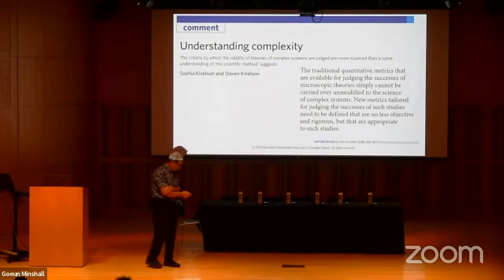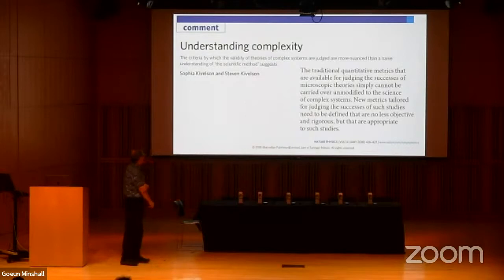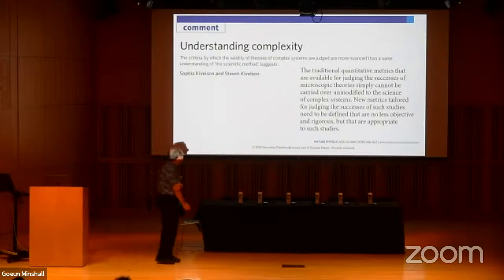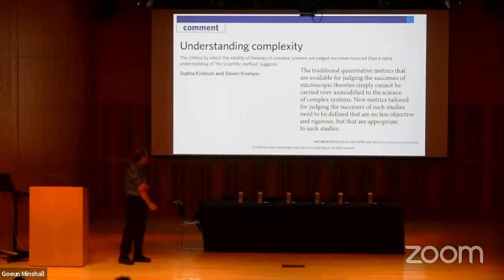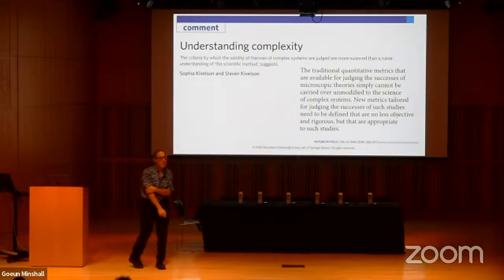We have some ideas, but the basic observation is that the traditional metrics that are available for judging the success of microscopic theories, which is to say quantitative comparison with experiment, simply cannot be carried over unmodified to the science of complex systems. New metrics tailored for judging the success of such studies need to be defined that are no less objective and rigorous, but that are appropriate to such studies. So anyway, I'm advertising this paper to you. I would be interested in hearing your reactions to what we propose here.